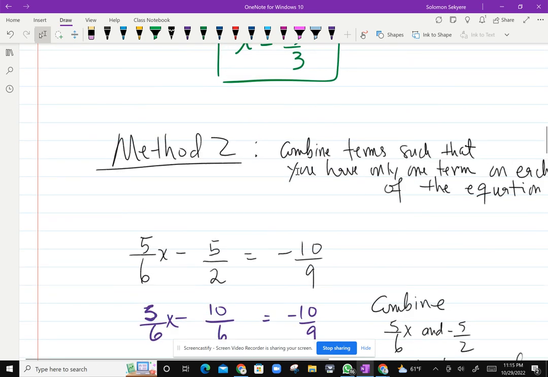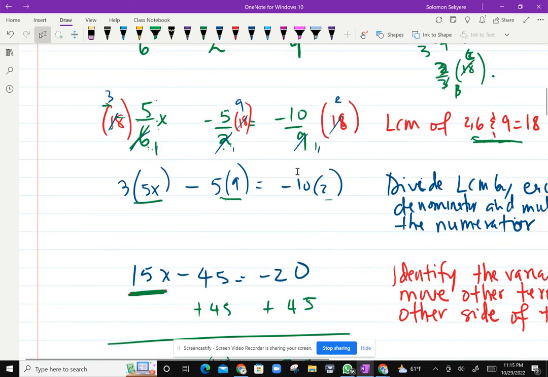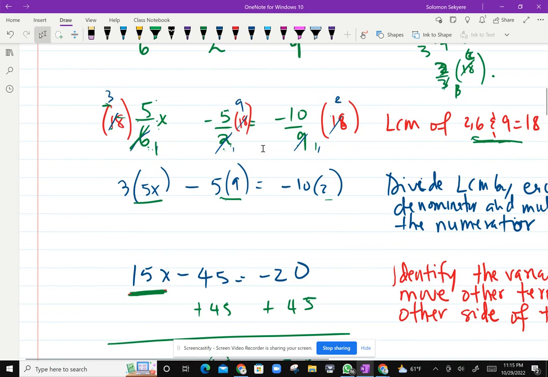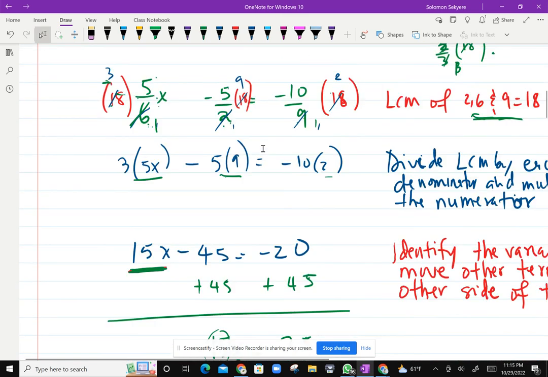Okay, what is the second method? So I need you to pause the video. Okay, then or replay it, understand it, do it yourself by using the least common denominator, or least common multiple of the denominators, to multiply every term. Come back and check your work to see.